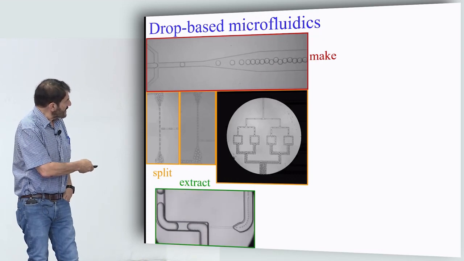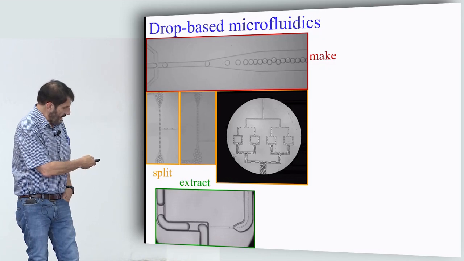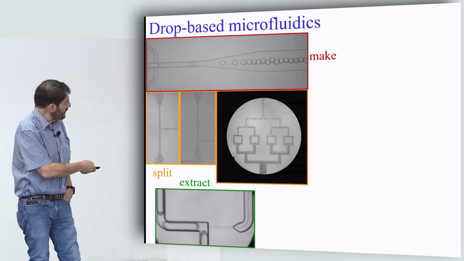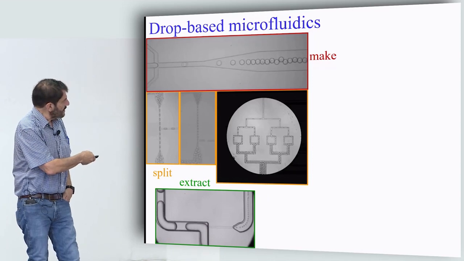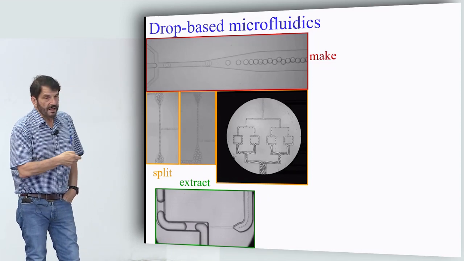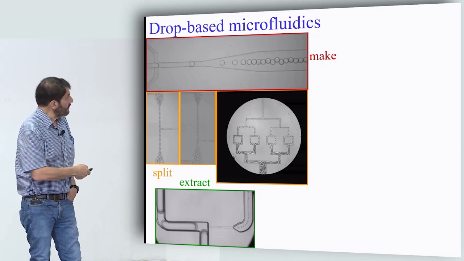We can extract small amounts of material. Here we're extracting a very small amount of material of this to do analysis further downstream. We tend to add the material back here. This was trying to make a large number of chemostats.